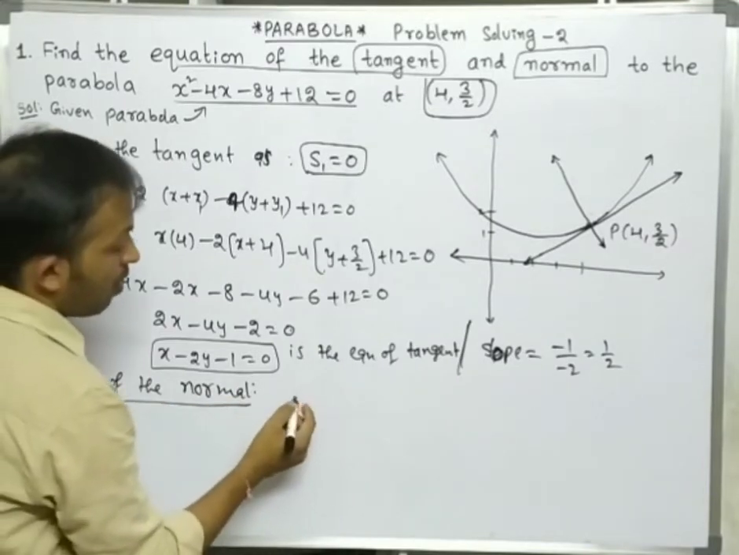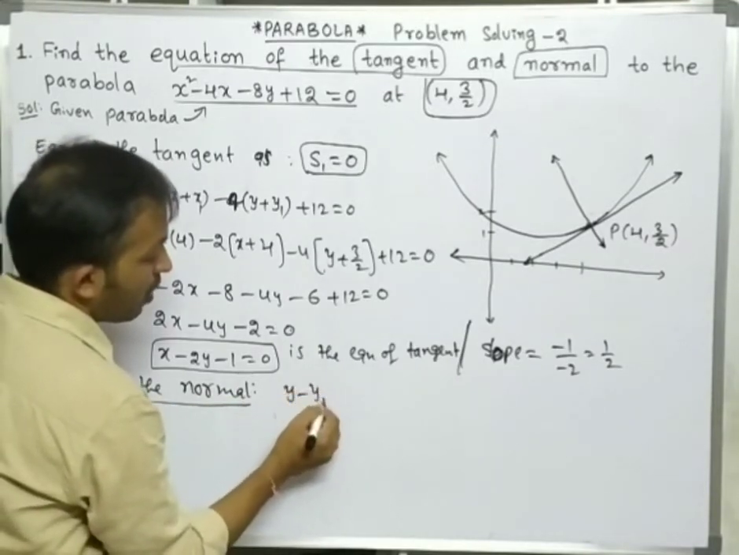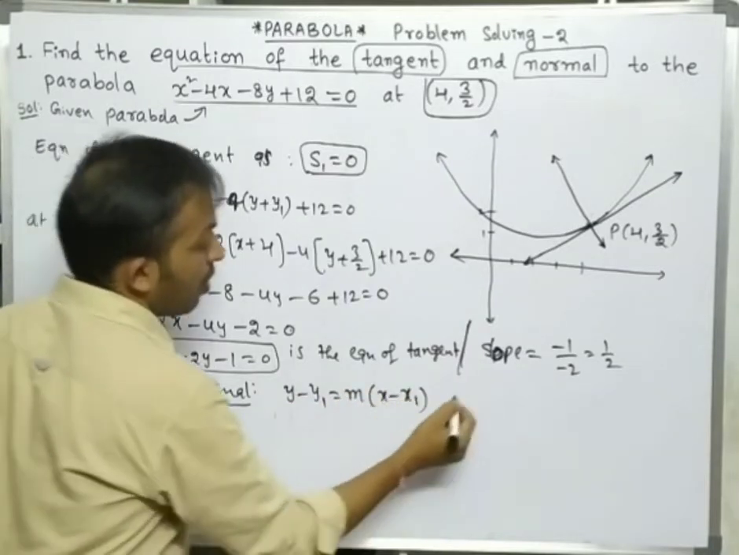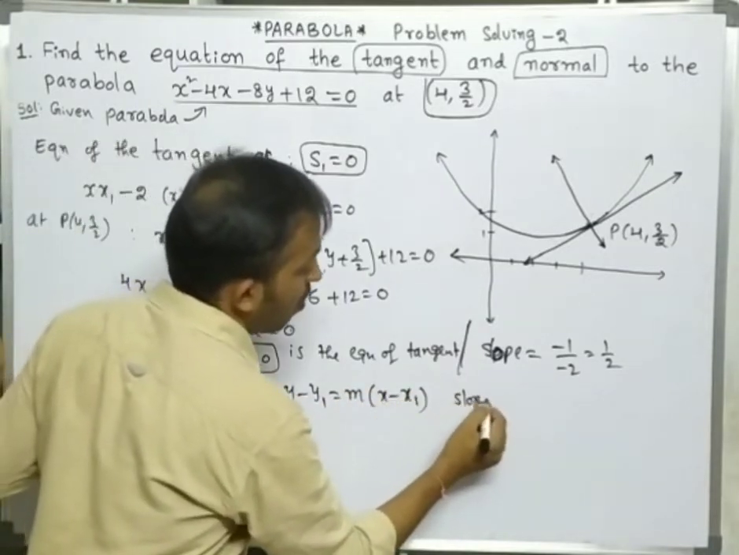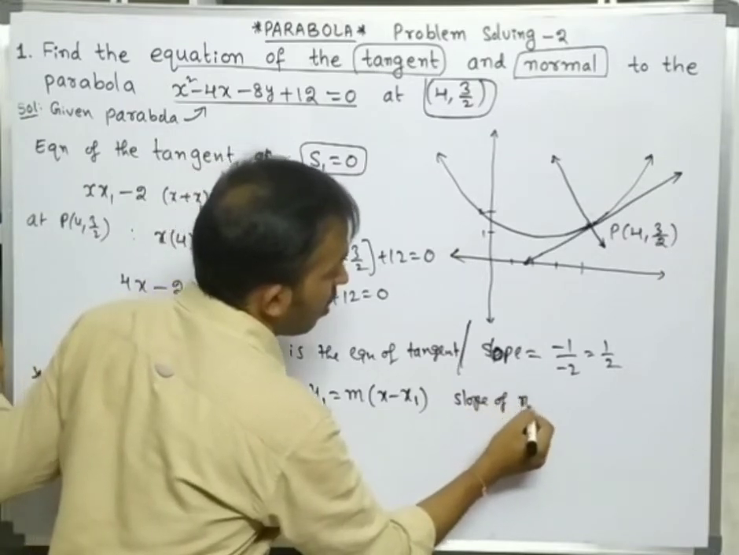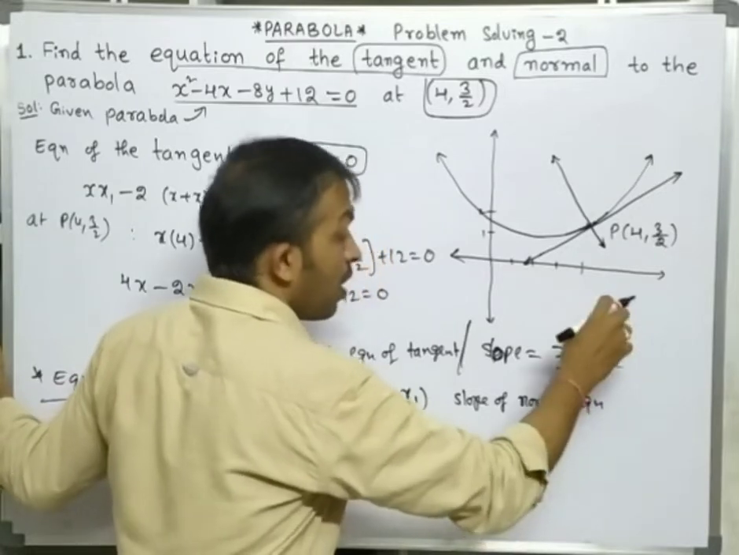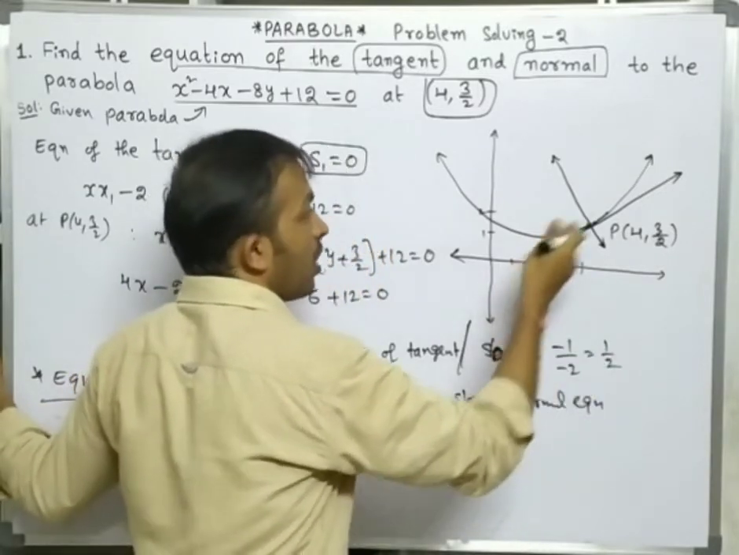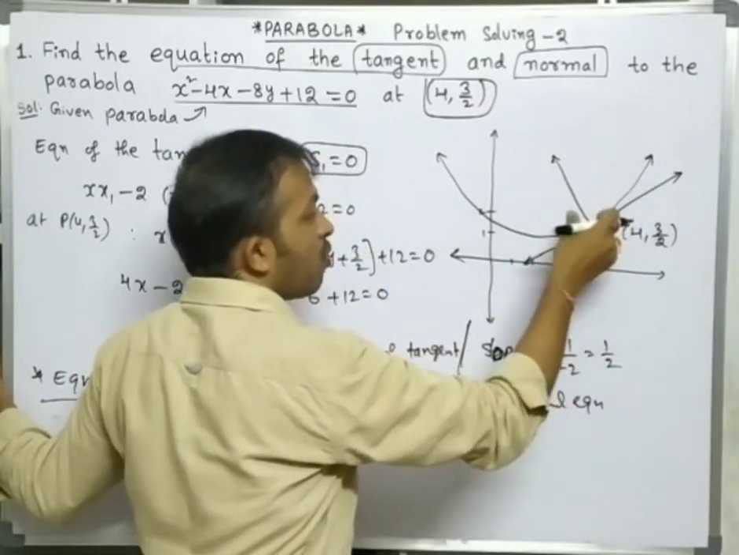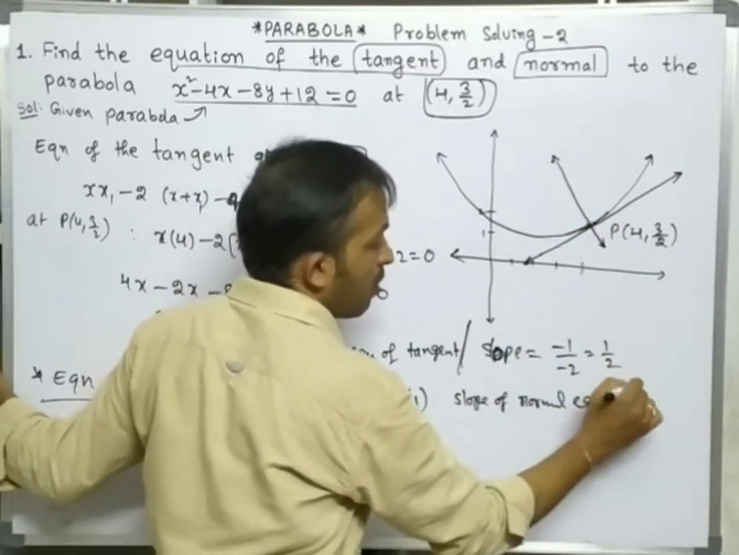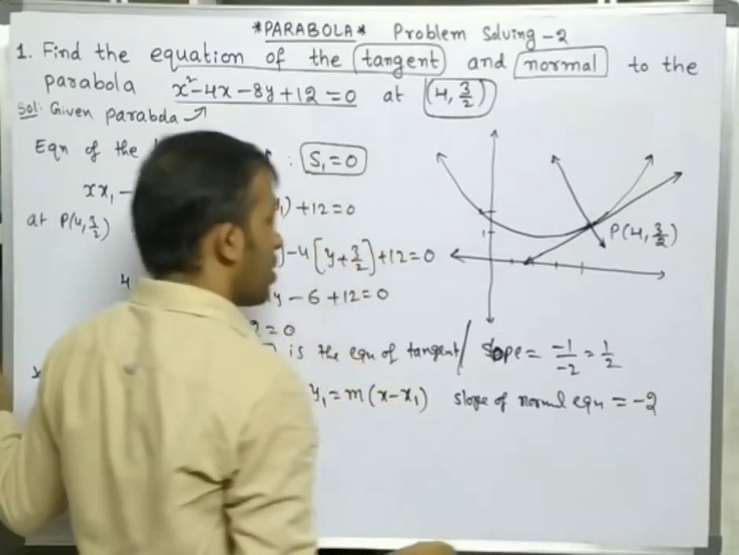Equation of the normal form: y minus y1 is equal to m into x minus x1. So here, what is the slope? What is the slope of the normal equation? The tangent and the normal are perpendicular to each other, which means here we should find the perpendicular slope. The tangent slope is 1 by 2, so the perpendicular slope is minus 2.